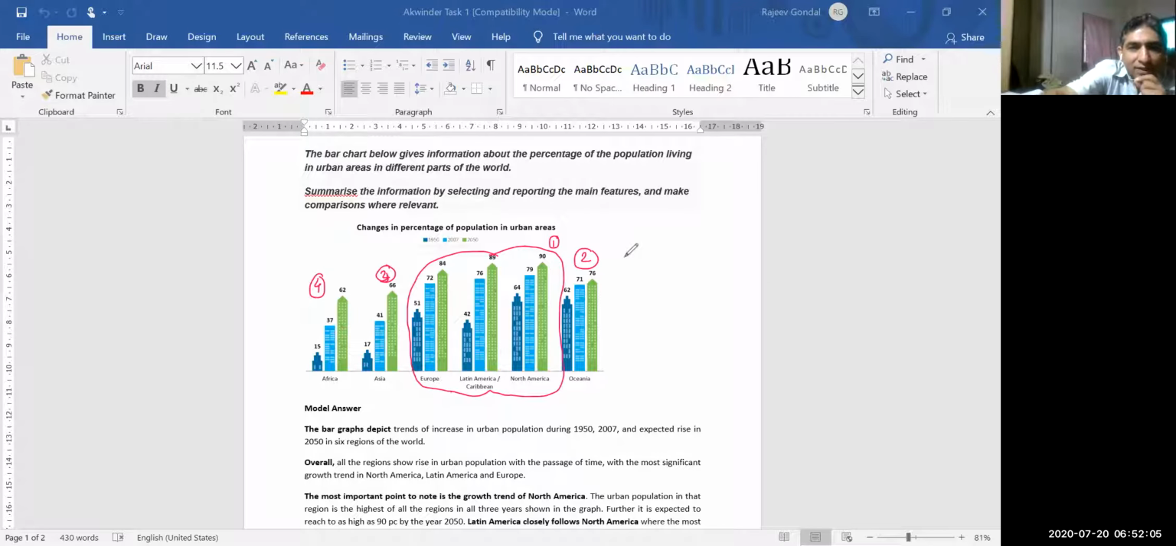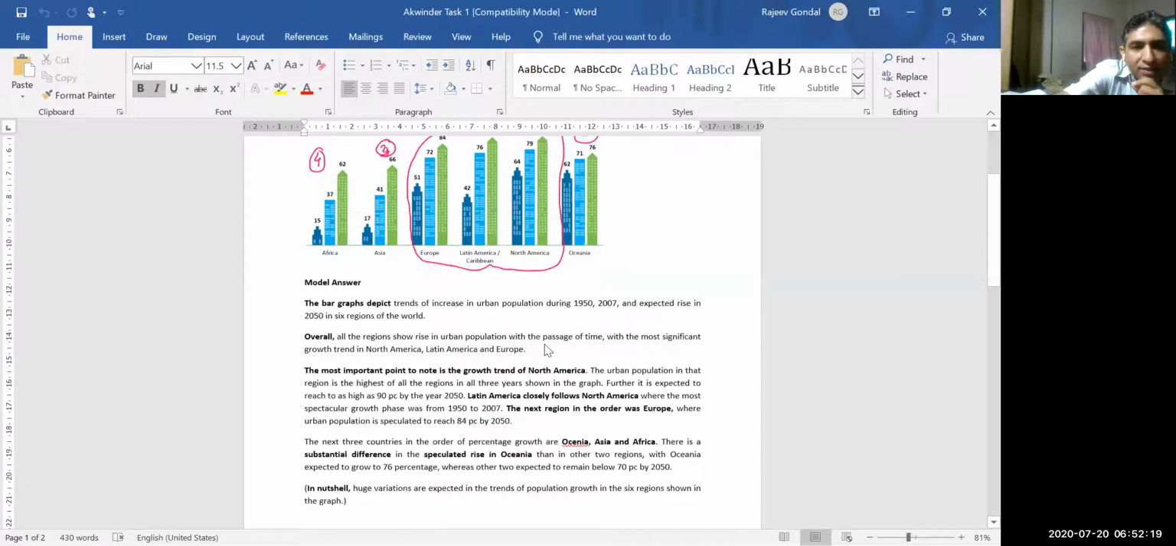So here is the passage, and we can see the graph is given. The graph shows the trends of 6 different countries, and we are supposed to make a comparison of the growth trends in these urban areas of the world.